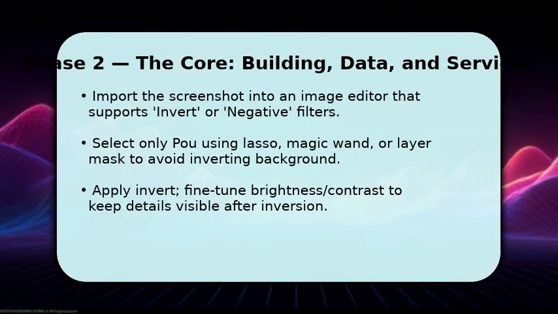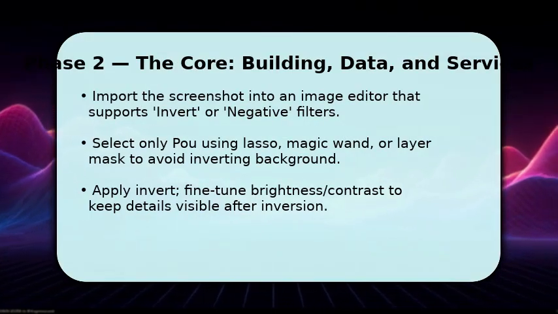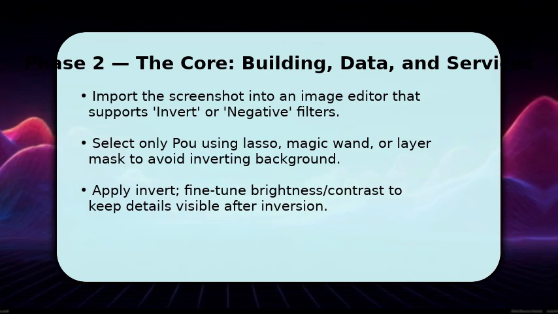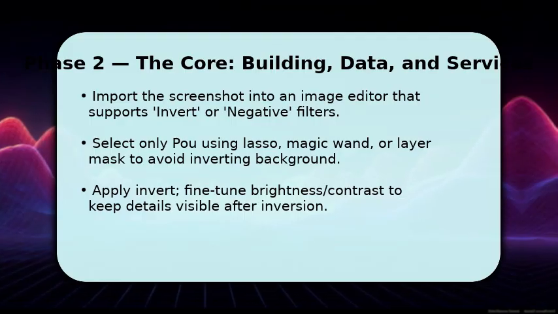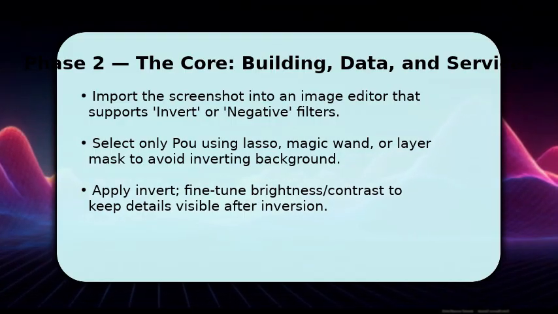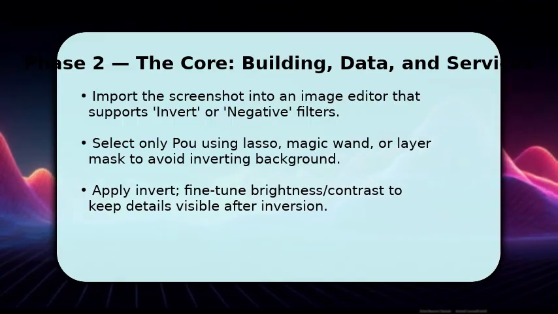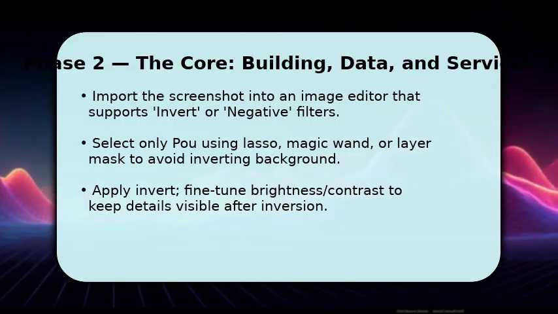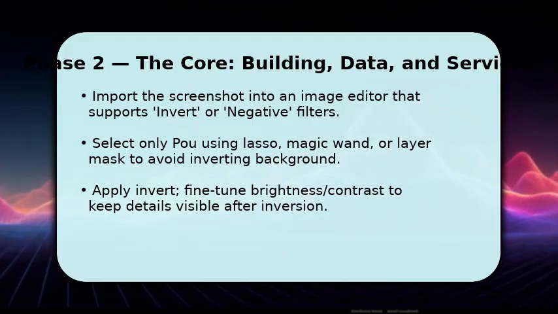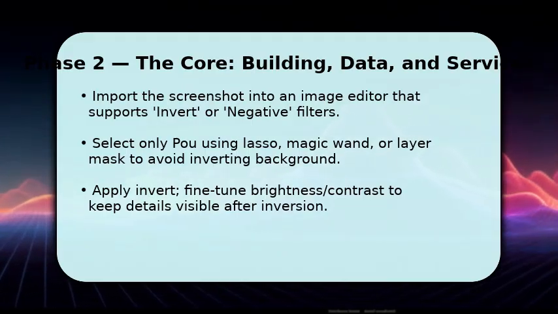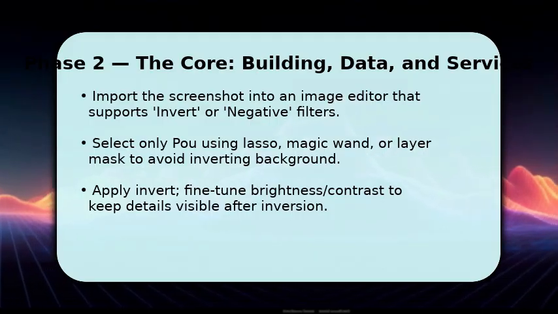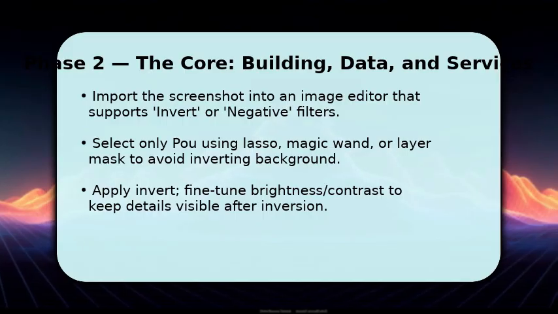Now you import the saved frame into an editor that supports invert or negative filters. You want to invert poo, not the whole scene. Use a selection tool, lasso, magic wand, or a layer mask to isolate poo precisely, then apply the invert filter to that selection. After inversion, adjust brightness and contrast to recover facial details and shadows, because simple inversion can flatten tones. Make sure edges are feathered slightly, so poo blends naturally with the unchanged background.